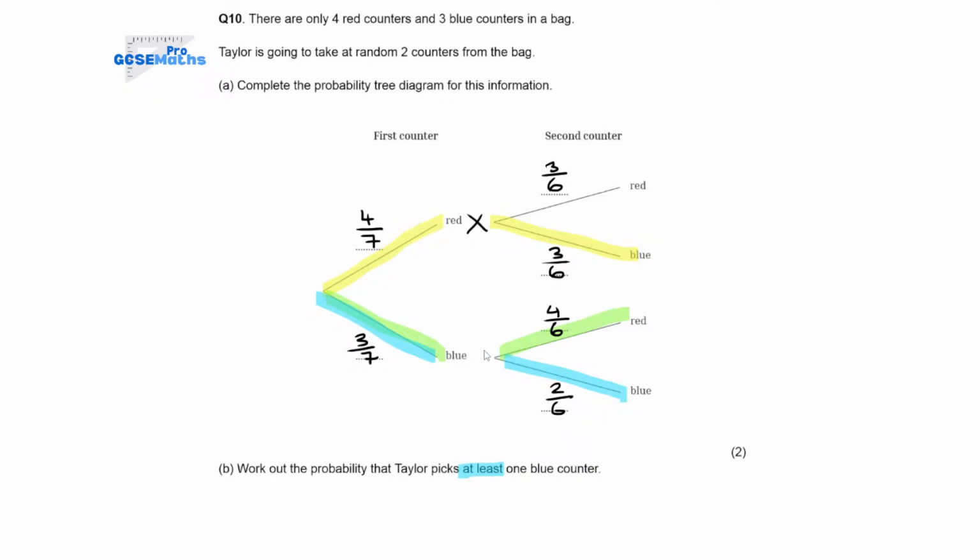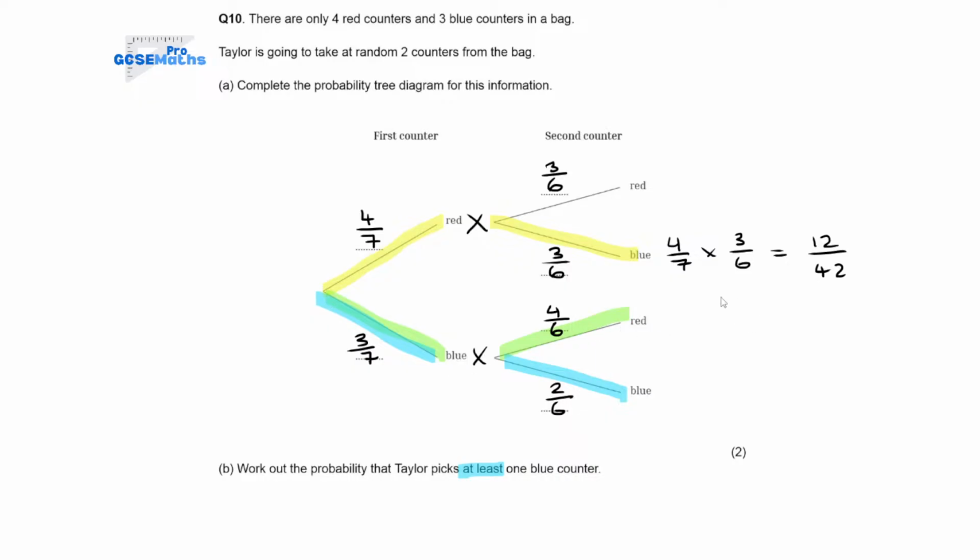Obviously between our tree branches we always multiply because it's red and blue, blue and red, blue and blue. That's the AND rule, which is multiply. So 4/7 times 3/6. That would give me 12 over 42. Now I wouldn't simplify, I know that does simplify, I wouldn't simplify it just because we're going to work out a few others and at the end it's going to make it easier if they're left as they are.